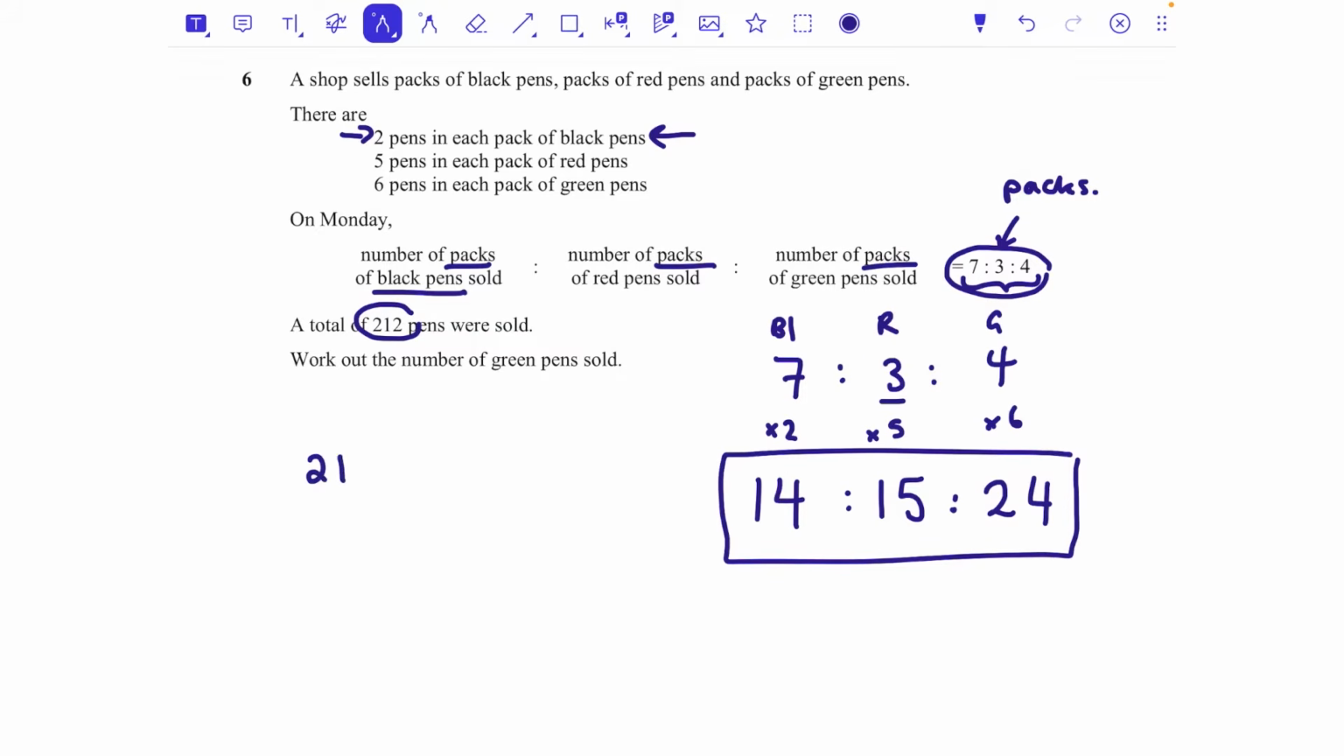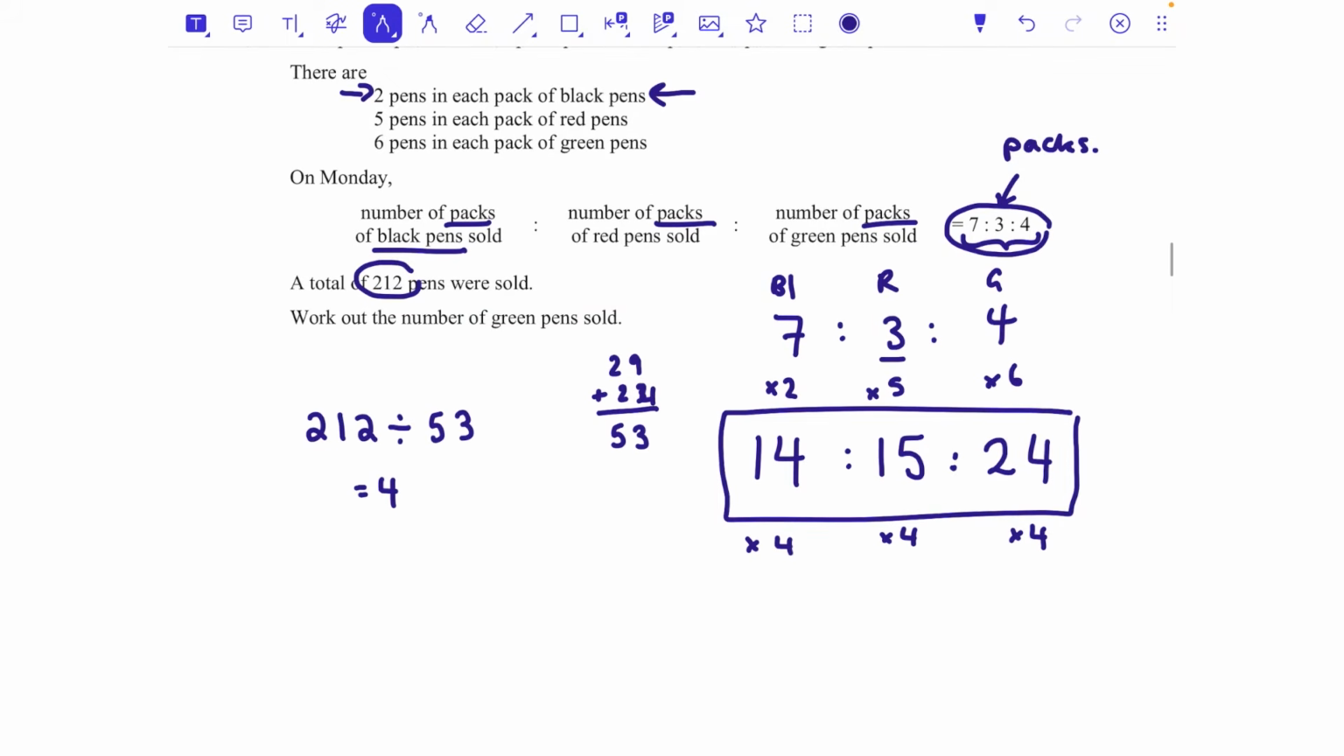Now we're going to do 212 shared into that ratio. If you add up those numbers, 14 add 15 is 29, and 29 add 24 adds up to 53. And so I'm going to do 212 divided by 53, which fits in 4 times. So I'm then going to times 14 by 4, times 15 by 4, and times 24 by 4, which gives me 56, 60, and 96.